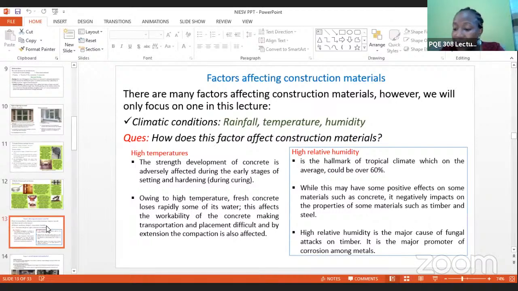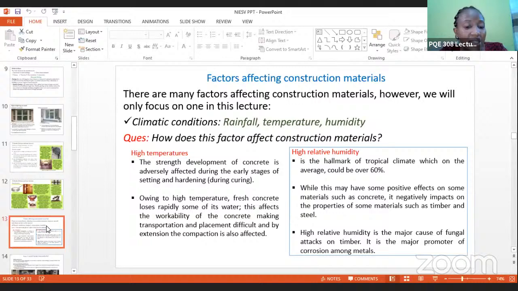What do I mean by workability? Workability means the ease of mixing your concrete. What do I mean by placement? The process of pouring your wet concrete inside your mold or formwork. I know we all know what I'm talking about. Either you use mold or you use formwork. Your formwork can be made with metal. Your formwork can be made with what? Wood or timber.